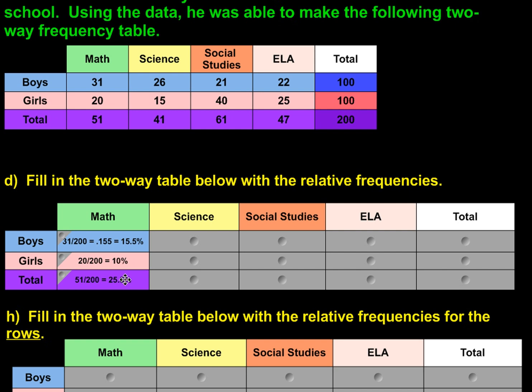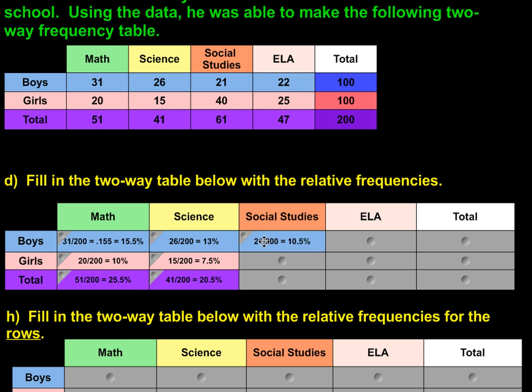We divide that by 200, so we get 25.5%. Moving to science, boys was 26. 26 divided by 200 is 13%. Girls were 15 for science. Divide that by 200, you get 7.5%. The total was 41. Divided by 200 is going to get you 20.5%.